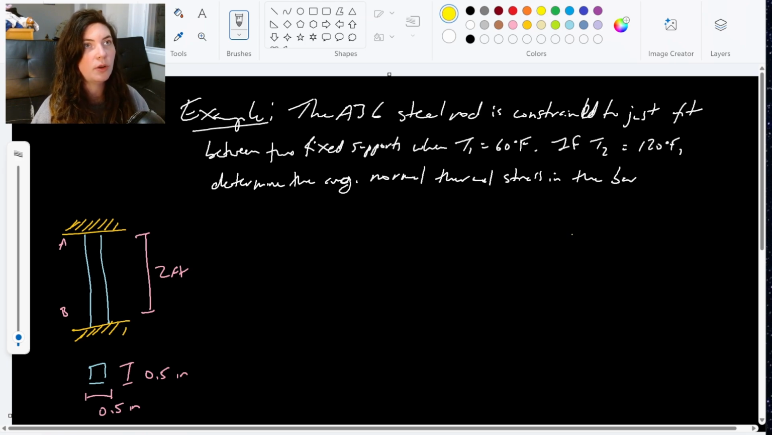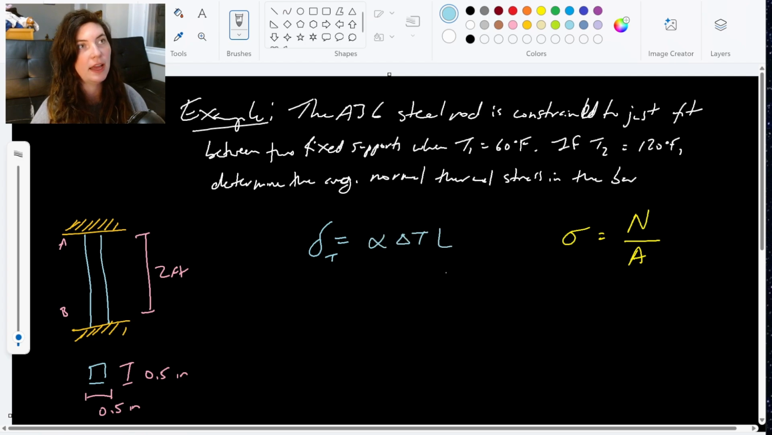So for that, we know that we're going to be using our normal stress equation, right? Our normal force over area. But we're going to use our thermal displacement equation that we had just talked about, so that we can find what the thermal stress is. Right? So we have our load displacement relationship and our thermal displacement relationship. So our displacement thermally is that alpha delta T times the length.